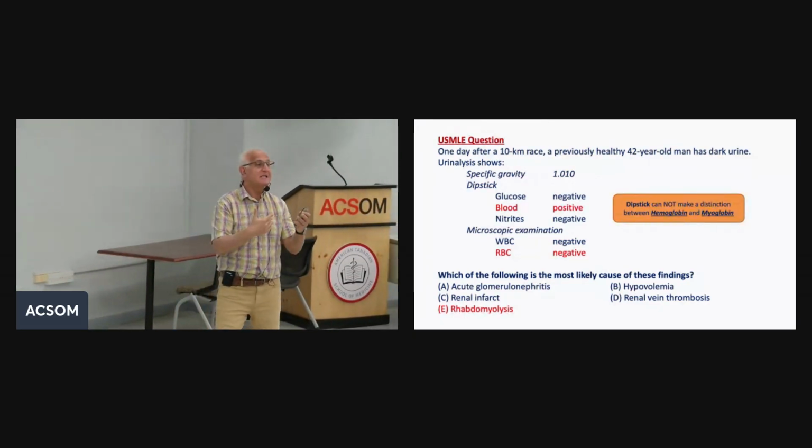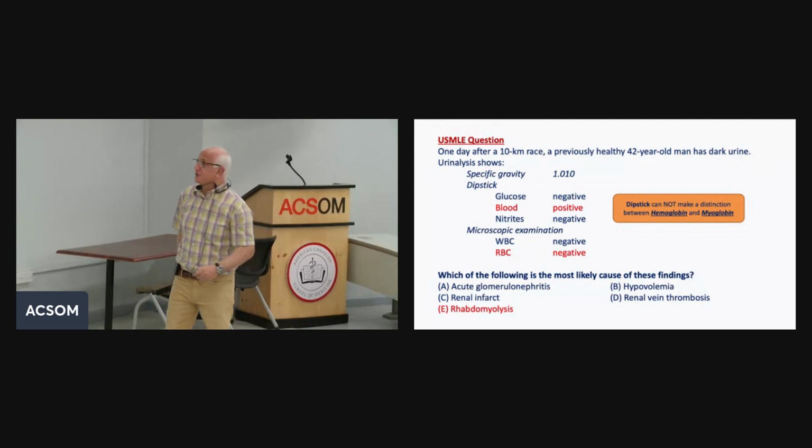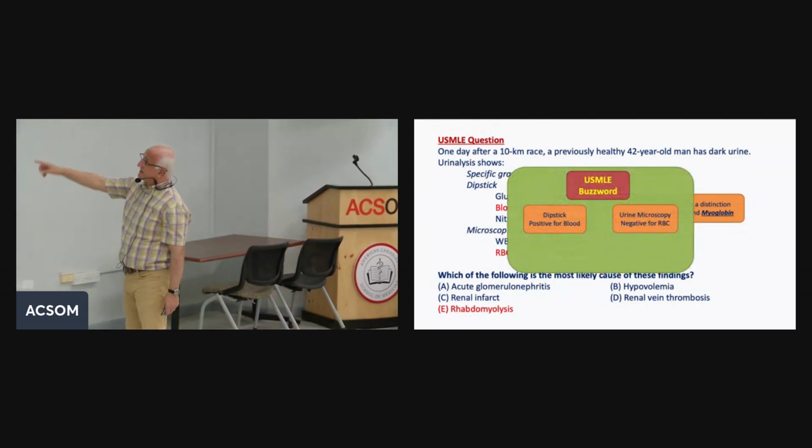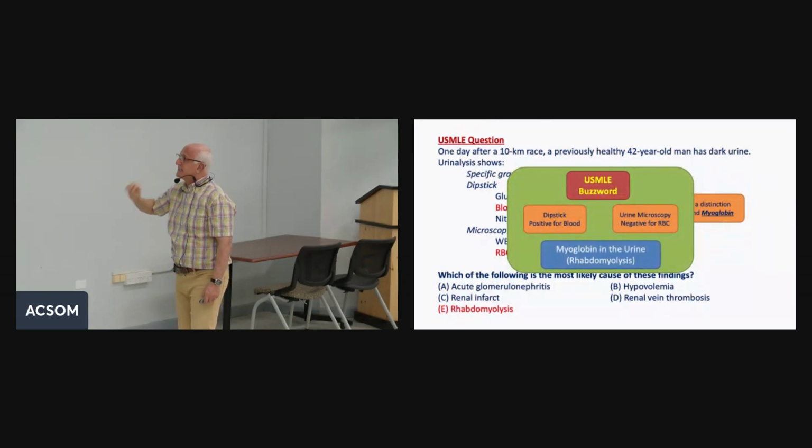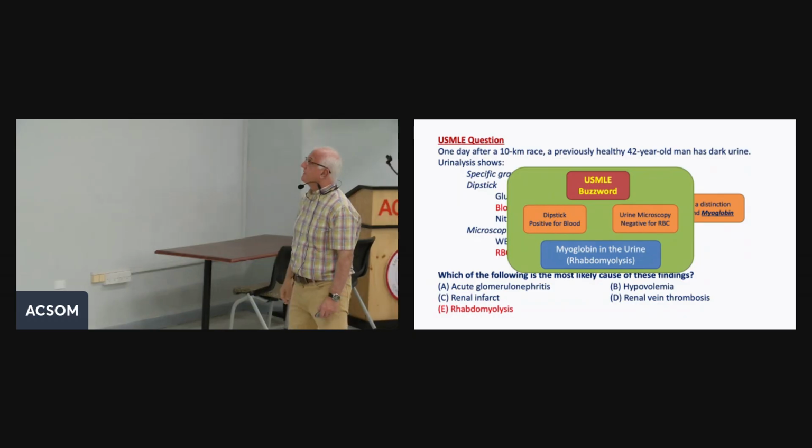Rhabdomyolysis, when you see a discrepancy between dipstick and microscopic examination in terms of RBCs. USMLE buzzword: dipstick positive for blood, urine microscopy negative for RBC, classic rhabdomyolysis, myoglobin in the urine.